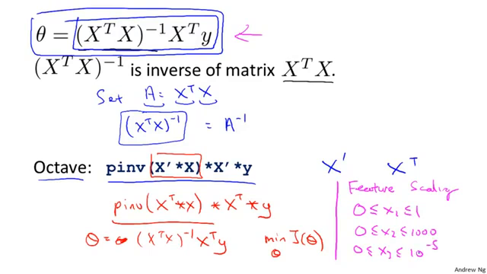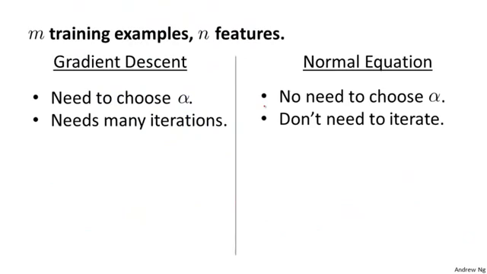And if you're using the normal equation method, this is okay, and there's no need to do feature scaling. Although, of course, if you were using gradient descent, then feature scaling is still important. Finally, when should you use gradient descent, and when should you use the normal equation method? Here are some of their advantages and disadvantages. Let's say you have m training examples and n features.